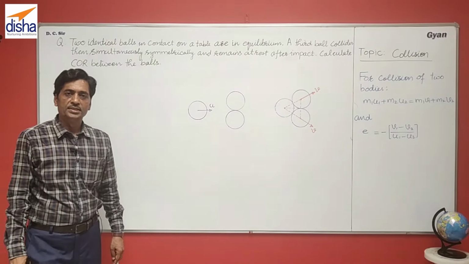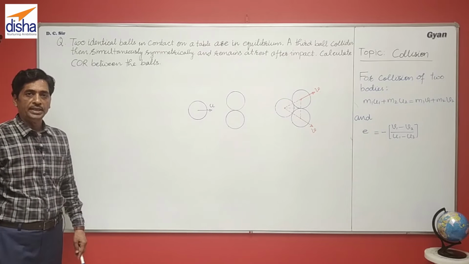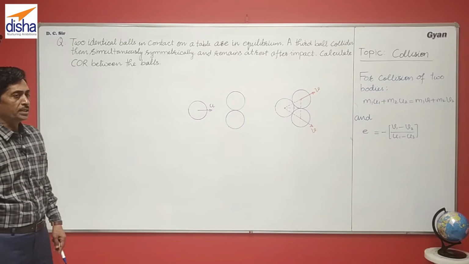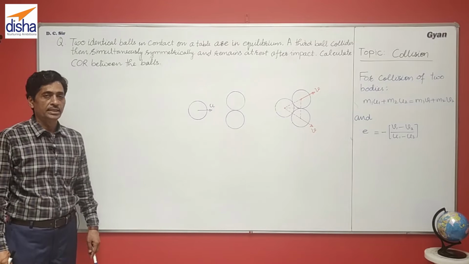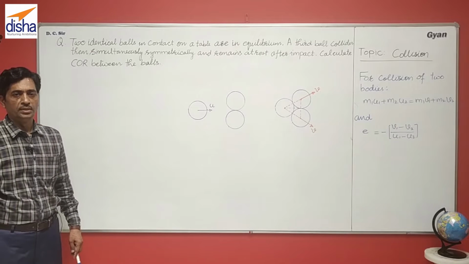Students, I am going to discuss a problem of collision. The problem is: two identical balls in contact on a table are in equilibrium. A third ball collides with them simultaneously and symmetrically, and remains at rest after impact. Calculate the coefficient of restitution between the balls.